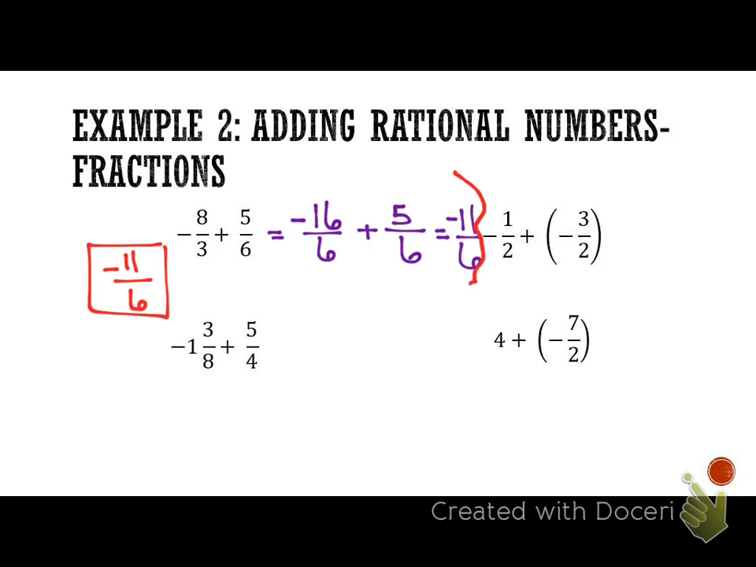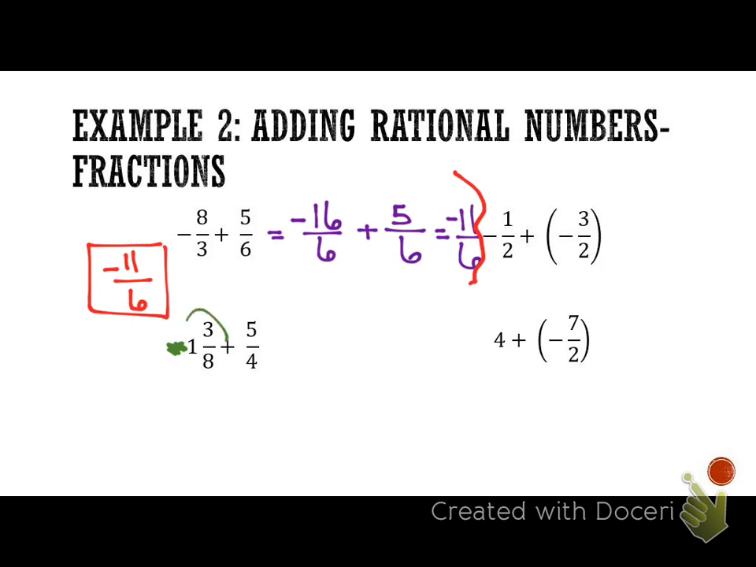So, all right, let's look at the next one down. Negative 1 3/8 plus 5/4. What do we see that's different here? Different denominators and a mixed number. All mixed numbers, and this is just easy to say across the board, we are going to change to improper fractions. Again, the negative, we're going to pretend it's not there when we're converting it.